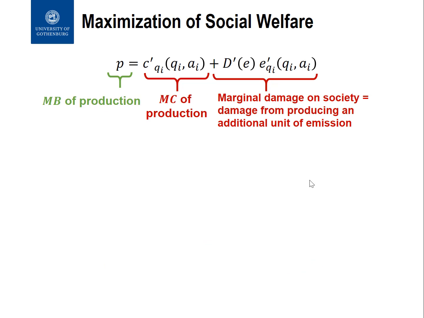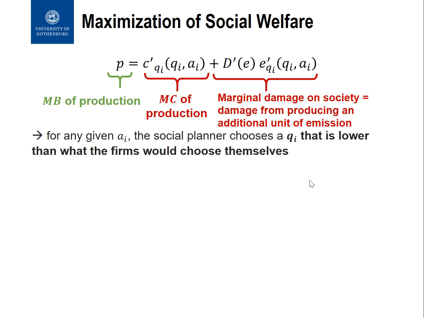The first condition basically states that the social planner equates the marginal benefit of production with the marginal cost of production plus the marginal damage imposed on society. So this means that for any given level of abatement A_i, the social planner chooses a quantity Q_i that is lower than what the firms would choose themselves.